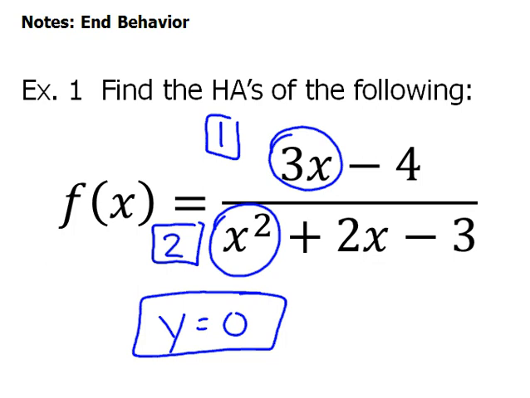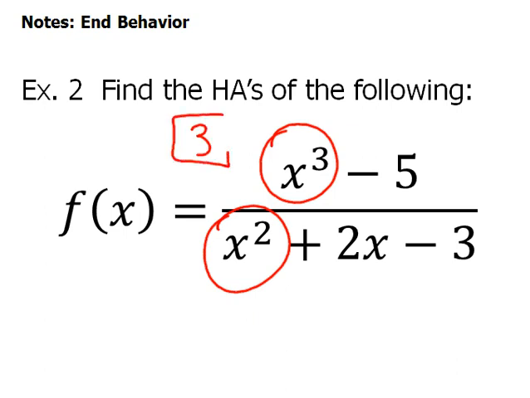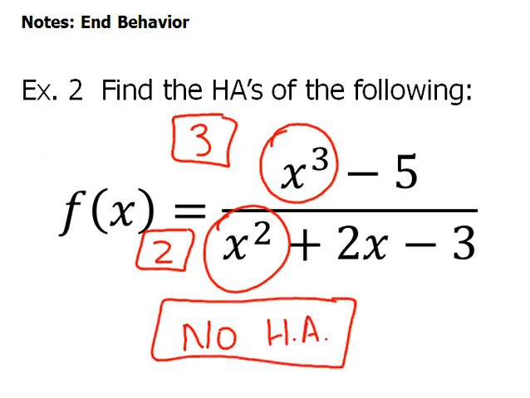All right, example 2. We have the rational function x cubed minus 5 over x squared plus 2x minus 3. Leading term in the numerator is x cubed. Leading term in the denominator is x squared. We notice the degree in the numerator is 3. The degree in the denominator is 2. We have bigger on top, so there is no horizontal asymptote in this case. All right, bigger on top, none. So you can either just say none, or you can say no horizontal asymptote. I told you this was easy. BOBO BOTN is making our life easy.